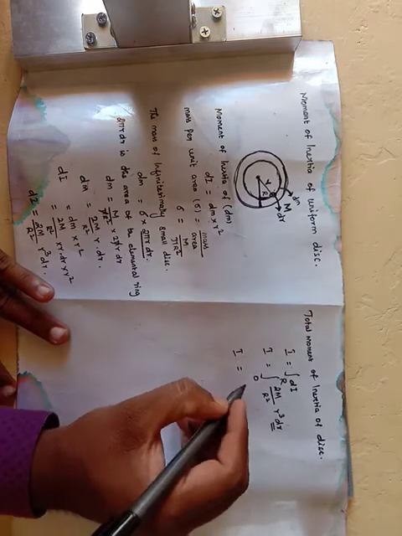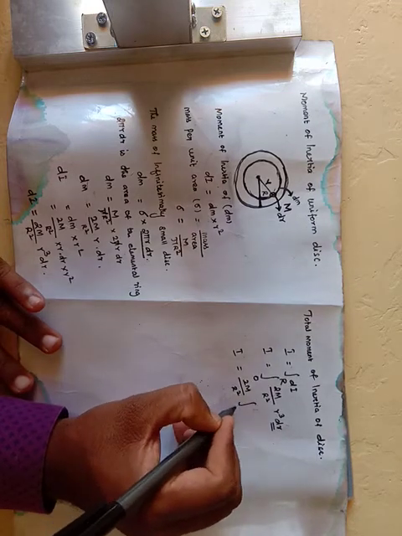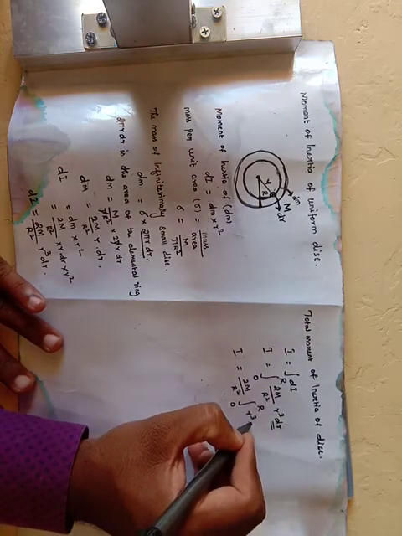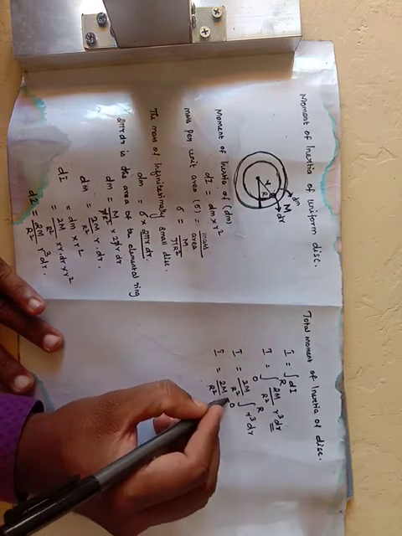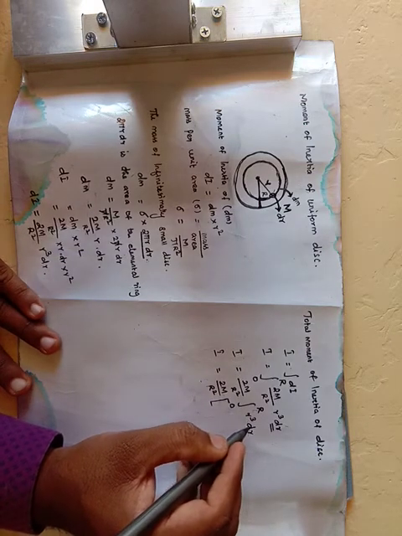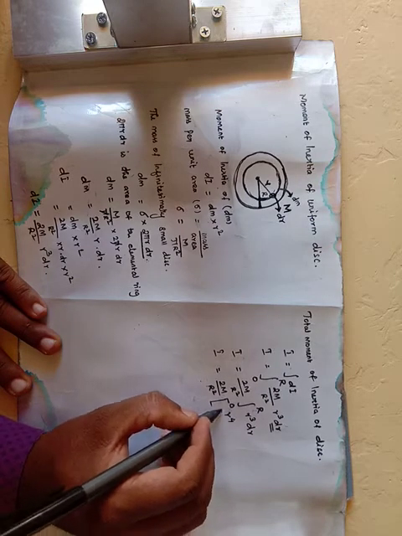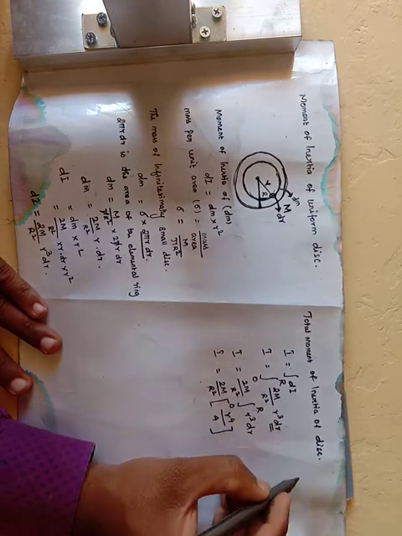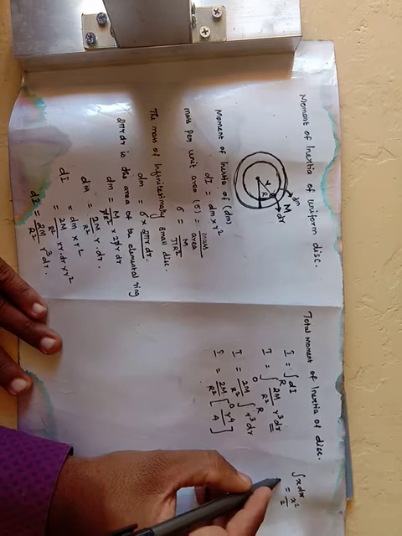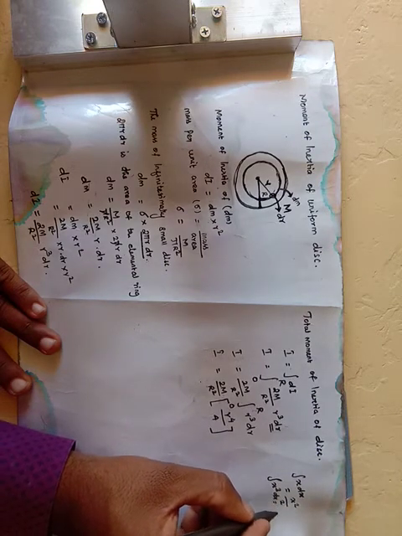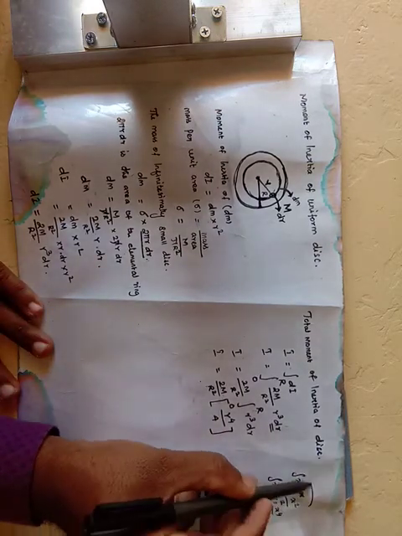So I is equal to, in this, 2M divided by R square will be taken outside. The remaining is the integral from 0 to R of r cube dr. So I is equal to 2M divided by R square into the integral of r cube dr. The integral of r cube dr is r power 4 divided by 4. Because the formula for the integral of x dx is x square divided by 2, like this the integral of x cube dx is x power 4 divided by 4. This is the general formula.